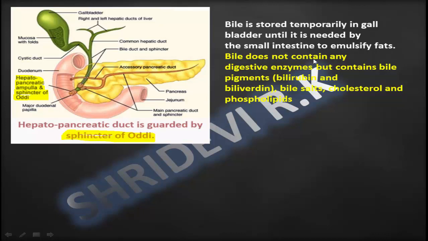Bile does not contain any digestive enzyme. You must remember this. See, all the digestive secretions, whether it is saliva, gastric juice, pancreatic juice or intestinal juice, all these digestive juices secreted from the different digestive glands contain one or another kind of enzyme required for the breakdown of either carbohydrate, protein or lipid.